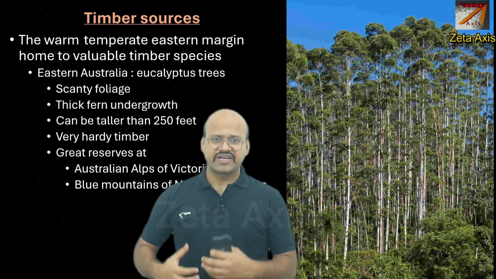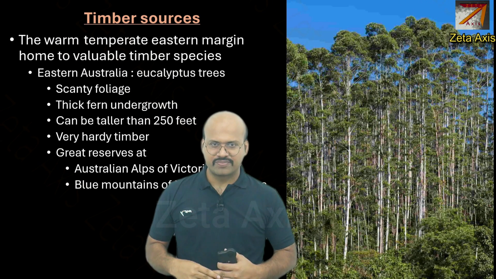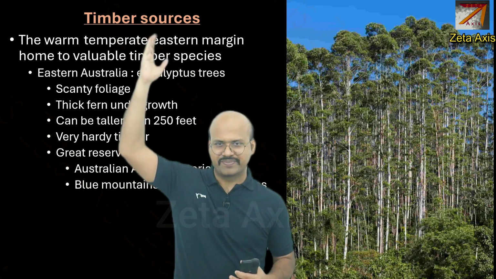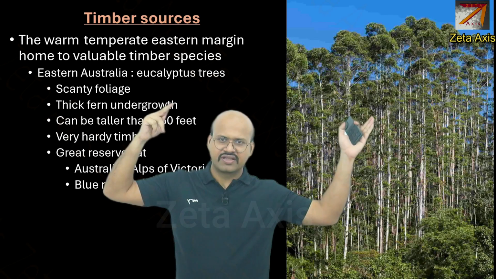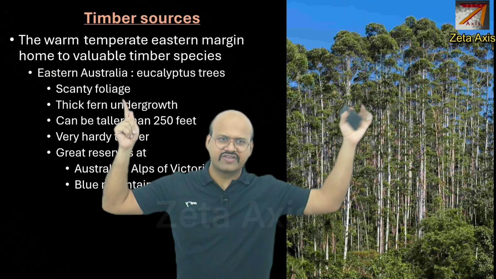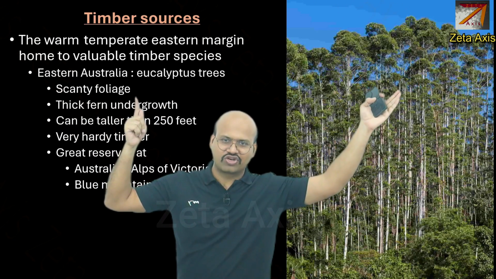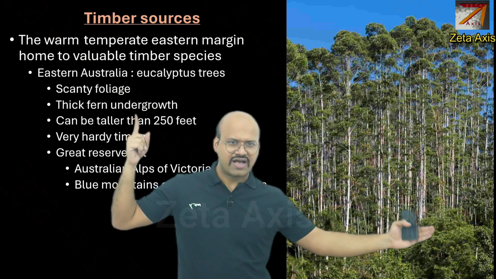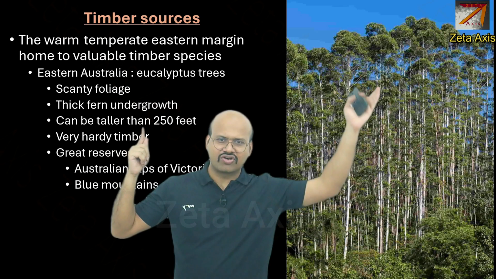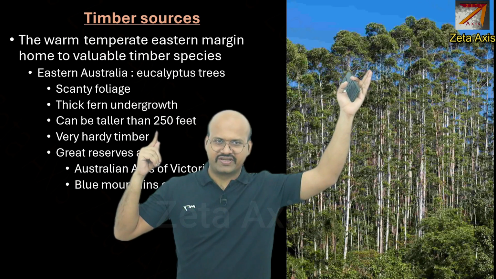Now these evergreen forests or deciduous forests which are formed in these regions are a very good resource for timber. If you see Eastern Australia, then we have eucalyptus trees. They have scanty foliage, that is, the leaves are very few, as we can see, compared to the tropical trees. They have thick fern undergrowth. The undergrowth is higher, and they can be very tall. They could reach 50 feet high.